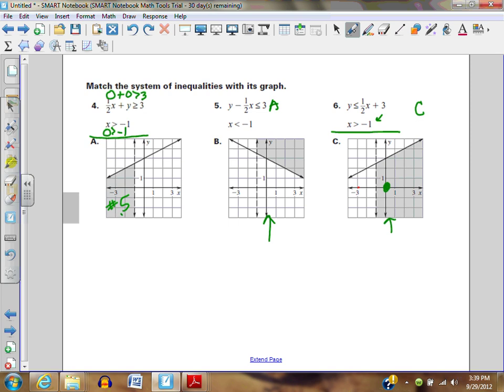I want to check it. Is 0 less than 0 plus 3? Yes. Okay, so if this is C and this is A, this is B.